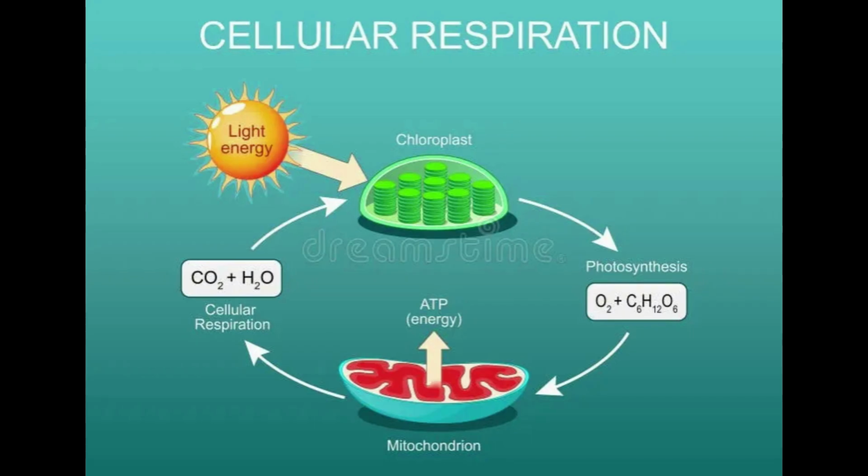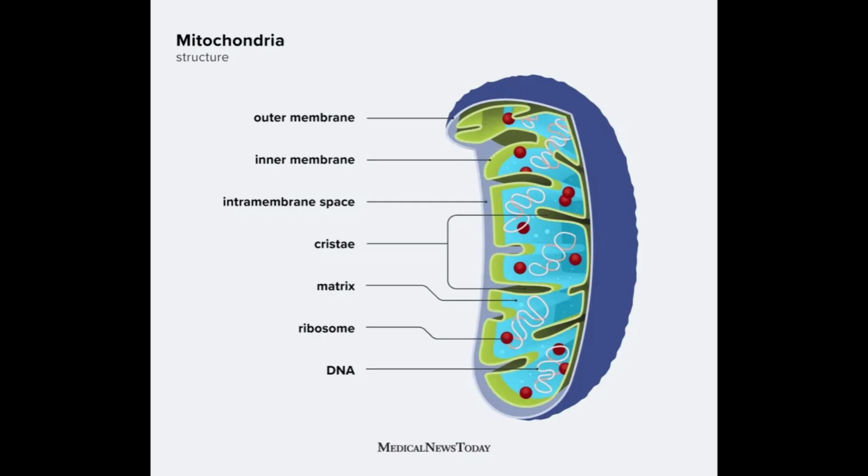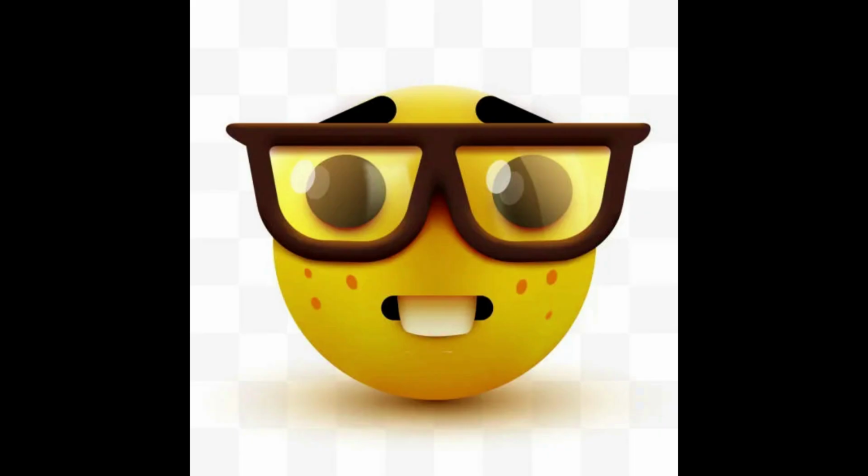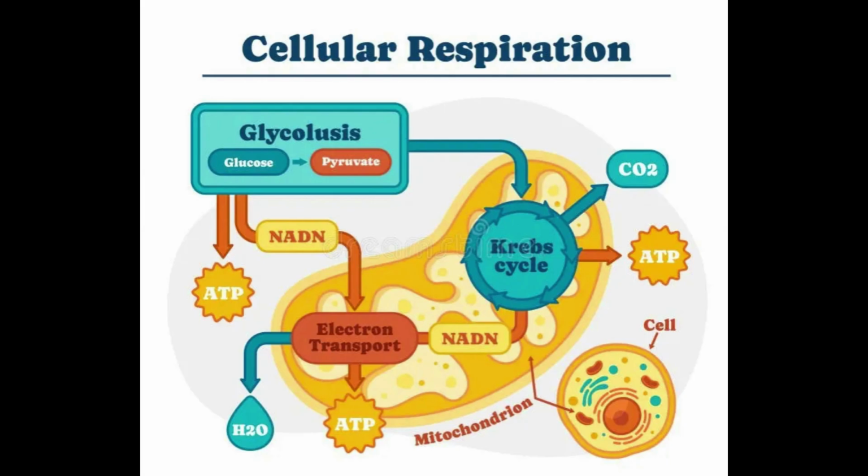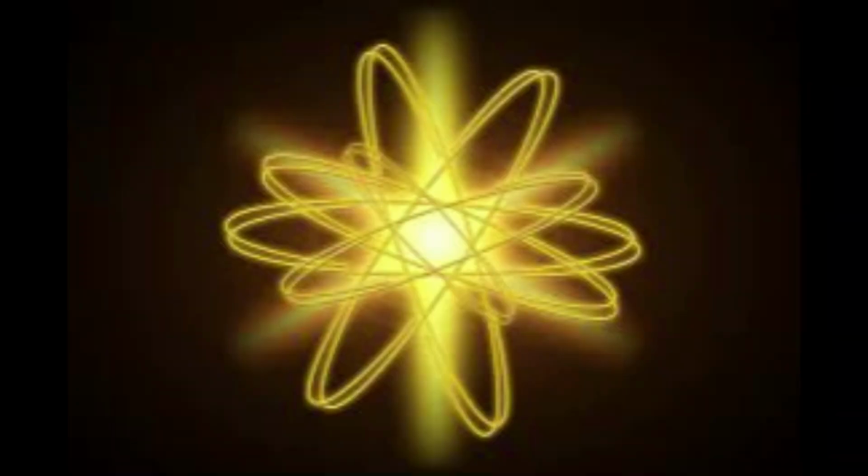Inside your cells, and yes, inside plant cells too, is another organelle, the mitochondria. It's often called the powerhouse of the cell. But that's like calling the sun kind of warm. The mitochondria are where glucose gets broken down in the presence of oxygen to release ATP, the energy currency of life.